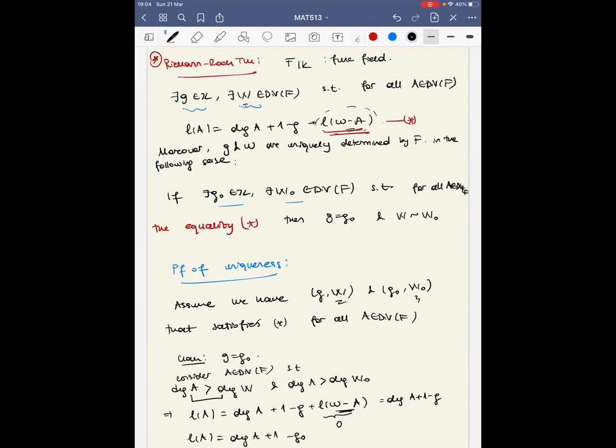And on the other hand, if we also have this equality for the integer G0 and for the divisor W0, again by the assumption, the dimension of W0 minus A is going to be 0. And the dimension of L of A is equal to degree A plus 1 minus G0. Thanks to this equality, we will see that indeed such two integers are the same.